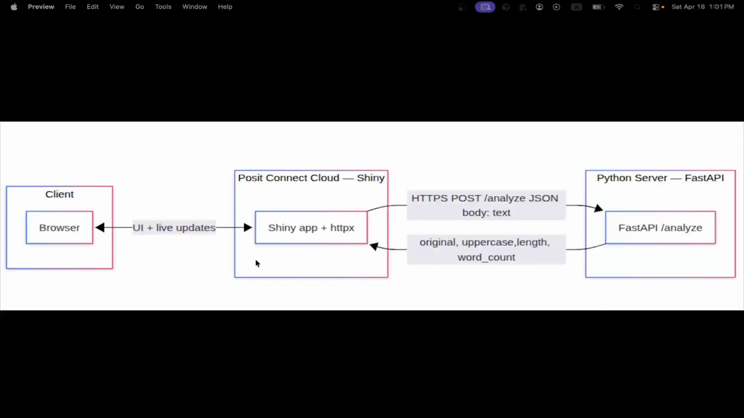If you follow this simple architecture, the client, the Shiny, and the FastAPI, it gives you more flexibility in the future for common things that you can do in a Python backend, such as connect to a database, connect to an AI, or connect to a storage system such as S3.